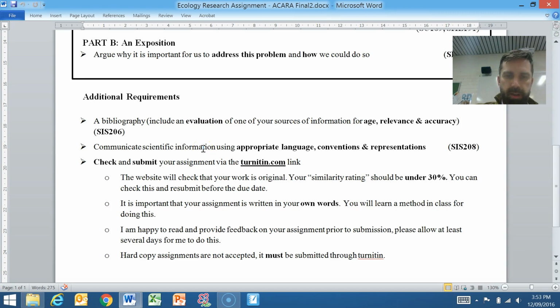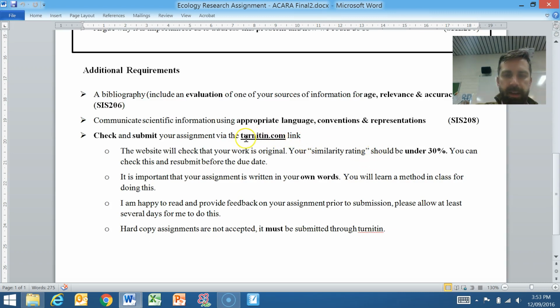We are going to use appropriate language, conventions and representations. This means basically using scientific language, not saying, you know, YOLO or something like that. So using scientific language. And then this last thing here is about a website called turnitin.com.